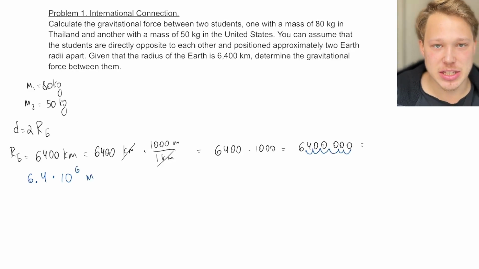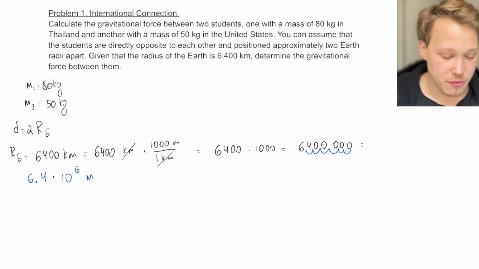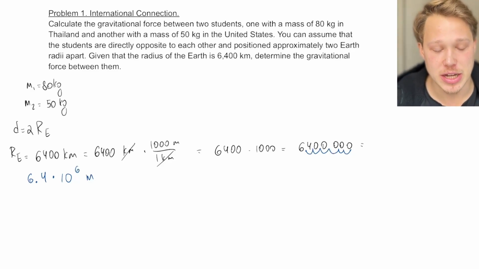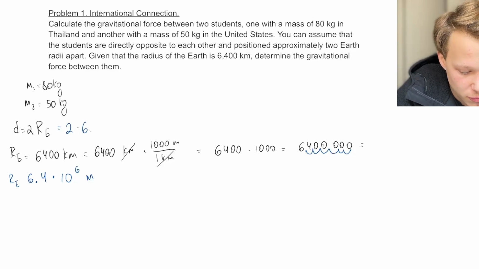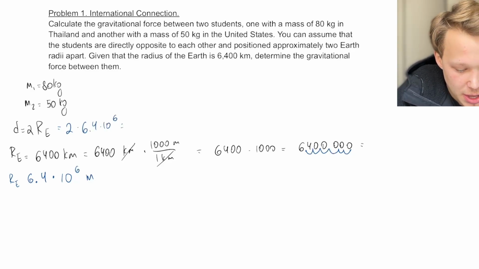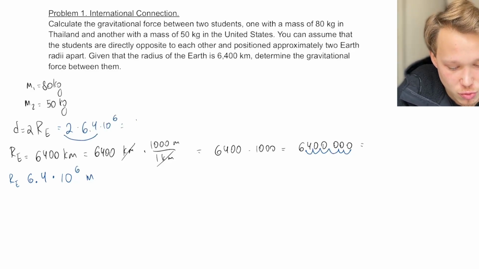If you have a problem with scientific notation, I do have a video. It's a very first video that explains how to deal with scientific notations. But now let's find the distance, because this was the radius of the Earth, which is 2 times 6.4 times 10 to the 6. 2 times 6.4 is just 12.8.